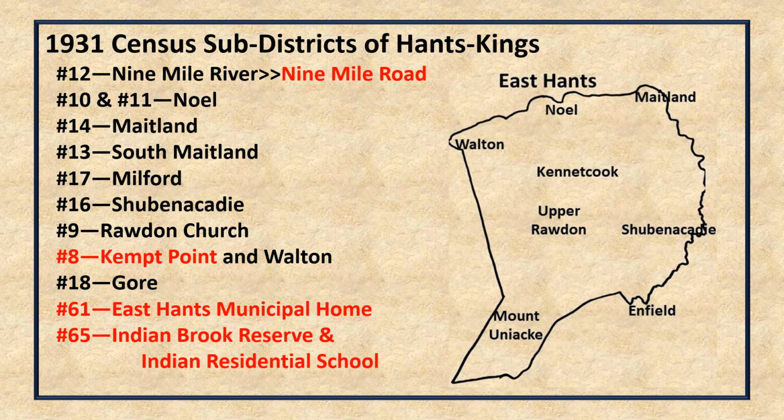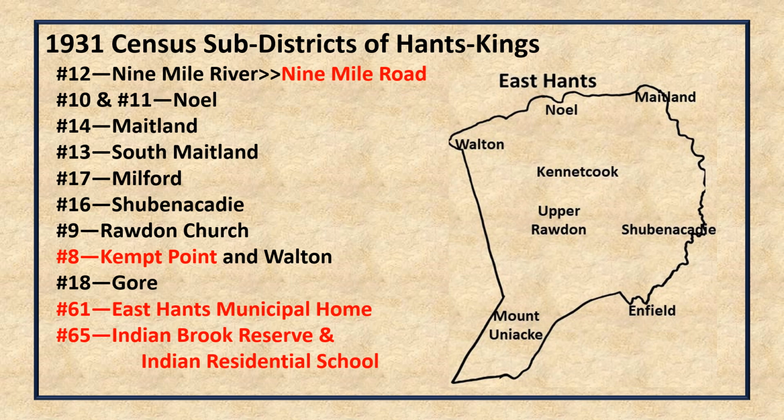In 1931, there are changes that really slim down the sub-district names. Plus, the census district name is changed from Hants to Hants-Kings to reflect the fact that, by that time, the federal electoral district encompasses both Hants and Kings counties. You can see the sub-districts here. 9 Mile Road is an interesting departure from 9 Mile River. Note that Kempt Point is in West Hants, as is part of Walton.